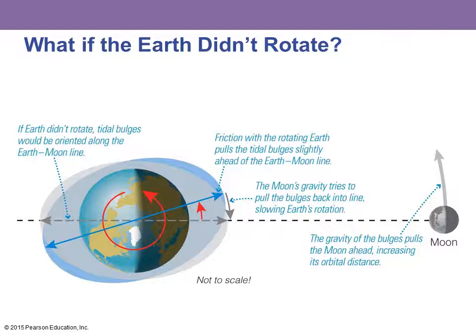And here's an interesting situation just to kind of wrap things up. What if the Earth didn't rotate? What would be happening here? Well, if the Earth didn't rotate, we'd have tidal bulges oriented along the Earth-Moon line. So they would be in direct alignment with the moon, and we'd know exactly when high tide and low tide would be occurring. But because the Earth rotates, it's kind of causing a drag in the tides. So there's a little bit of a difference between when the moon is full and when we actually have a high tide.